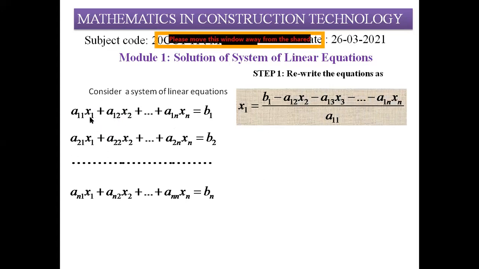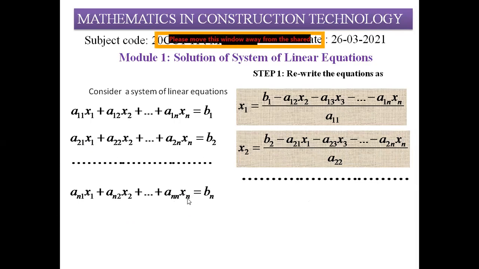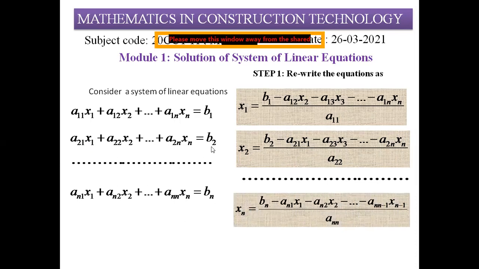From the first equation, find x1 in terms of the remaining variables. We can write it like this. From the second equation, write x2, because the coefficient of x2, a22, is larger here. So take x2 in terms of the remaining variables. We can write x2 is equal to b2 minus a21 x1 minus etcetera, minus a2n xn, divided by a22. Continue like that. From the last equation, you write xn in terms of the remaining variables. That means you take all the terms to the right hand side, then divide by ann, which gives the value of xn. So this is rewriting the given system of equations if it is diagonally dominant.